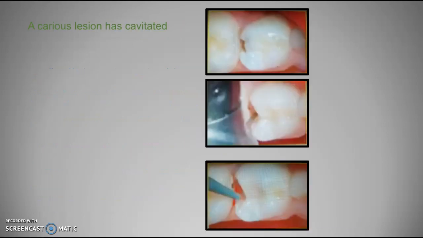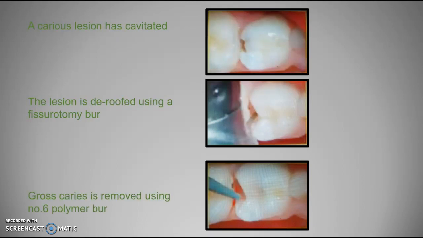Here is a real case we did in our clinic. So the first picture shows a cavitated tooth. De-roofing is done using fissurotomy burr, shown in picture 2, and gross caries removed by polymer burr, shown in picture 3.